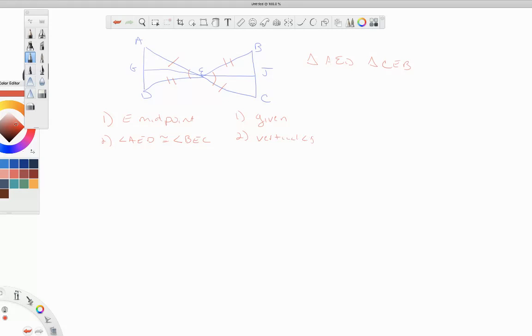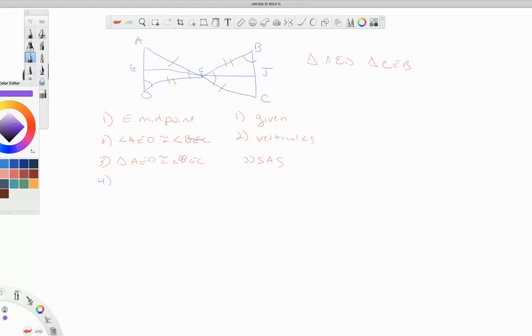So if I look at that big triangle, I have a side, angle, side, side, angle, side. So I can now say that the two triangles are congruent. So I can say triangle AED is congruent to triangle BEC because of side, angle, side. I can go further and say that D is congruent to B, right? They're in the same positions.